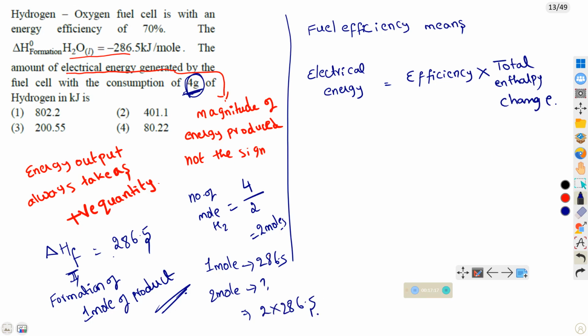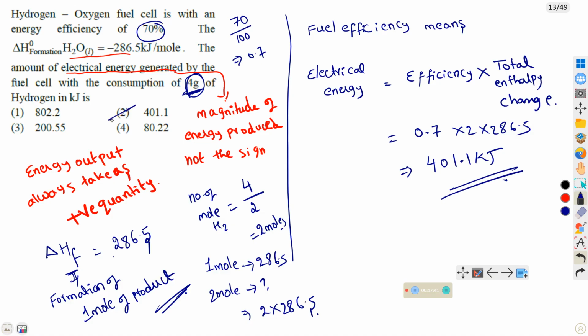Substitute here. Here 70% efficiency is given. 70% efficiency means 70 by 100, value 0.7. 0.7 into 2 into 286.5. Simplify, then you will get 401.1 kilojoules. Second option is correct.